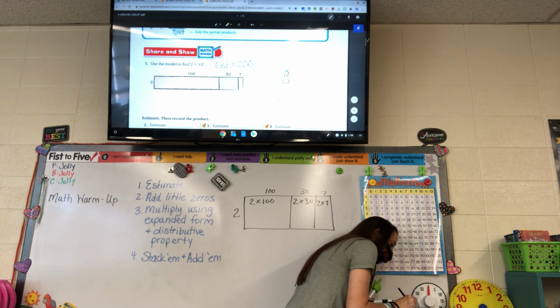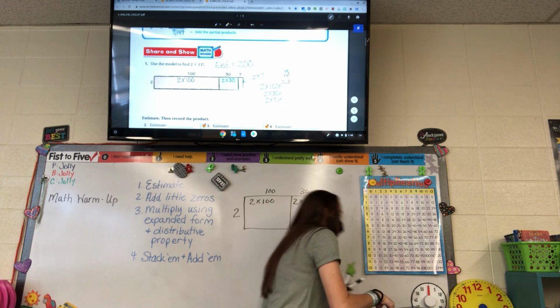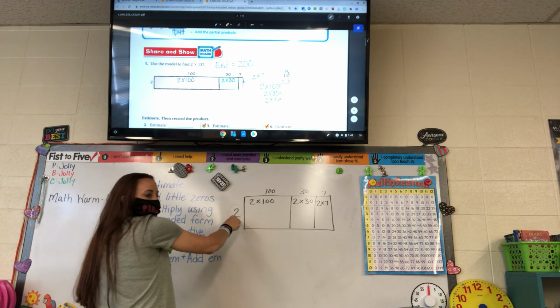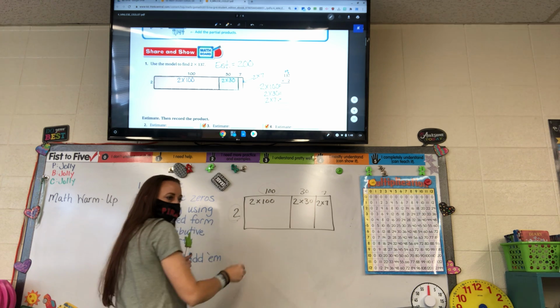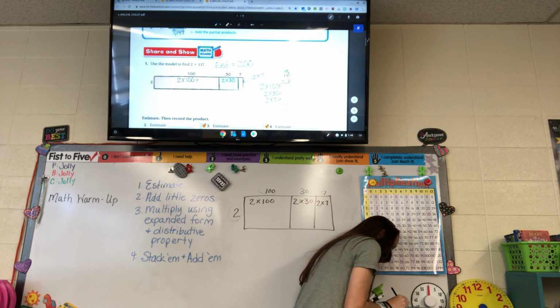Those same equations are what we're going to do over here. 2 times 100, 2 times 30, and 2 times 7. So Juliet, to figure out what you're going to multiply for each of these boxes, you multiply what's on the far side and what's on top, okay? So 2 times 100 is what? 200. And then 2 times 30.